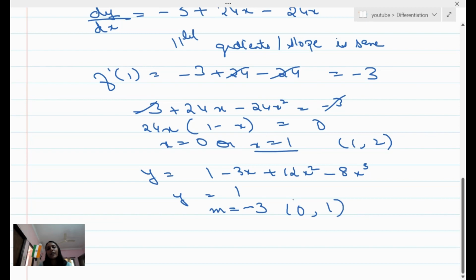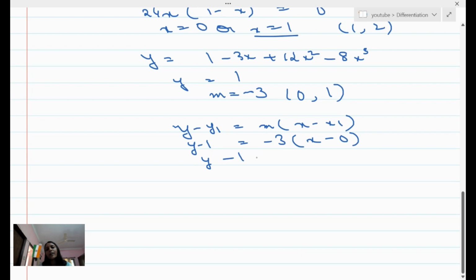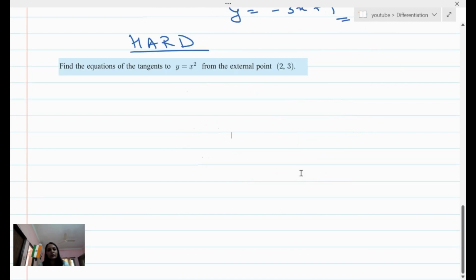So I'm going to use the same slope point form, which is y minus y1 is equal to m into x minus x1, to find the equation of the tangent. So this would be y minus 1 is equal to minus 3 times x minus 0, which is going to be y minus 1 is equal to minus 3x, or y is equal to minus 3x plus 1. This is the answer, where this tangent would be the parallel tangent to the tangent at the point 1 comma 2.